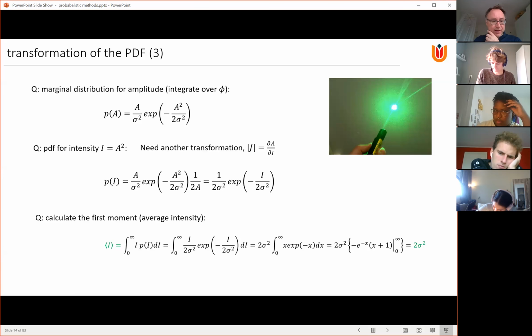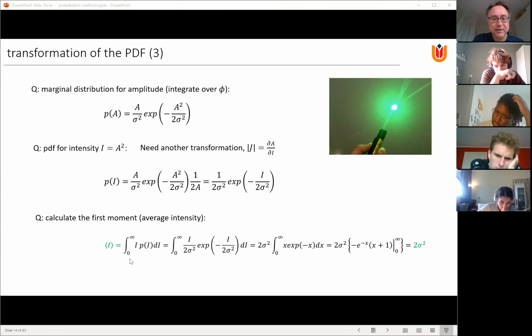Okay, then I intended to make this a question, but apparently that backfired. So let's do it this way then. We can calculate the first moment of the intensity now, the average intensity, by multiplying I with its distribution and then integrating over the domain. So intensity here can take values between 0 and infinity. It is a measurable quantity, so there is no such thing as a negative intensity, but other than that, it can theoretically go from 0 to infinity.